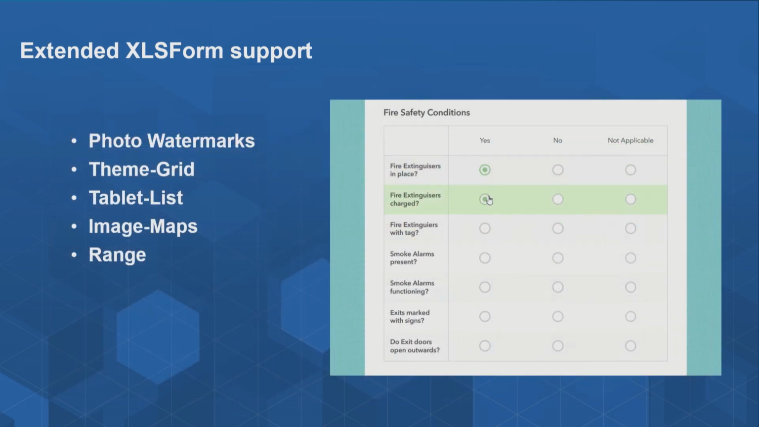This is also new. We call this a table list, not tablet list, a table list. It's basically a collection of questions. They all have the same options, yes, no, and not applicable. And we sort of compact them into a block, right, to save space.